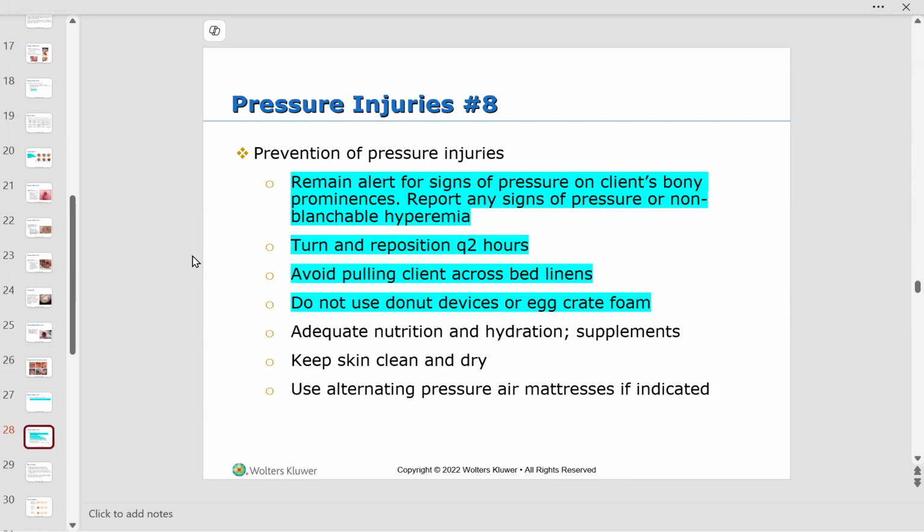Okay. And how do we prevent these from happening? Remain alert for signs of pressure on bony prominences, right? Always check them.